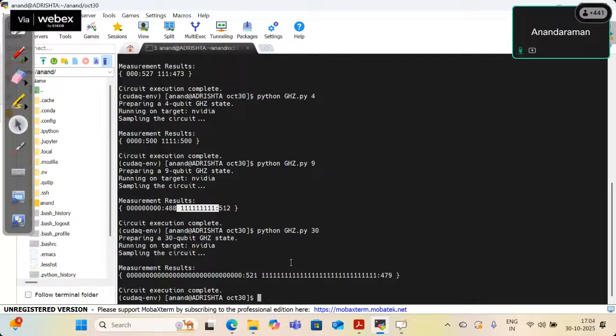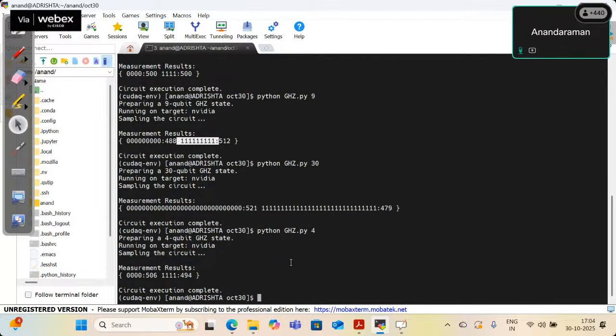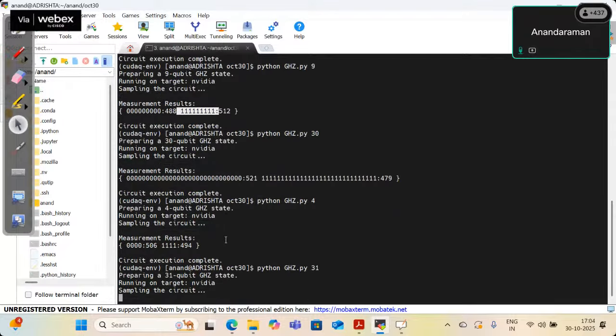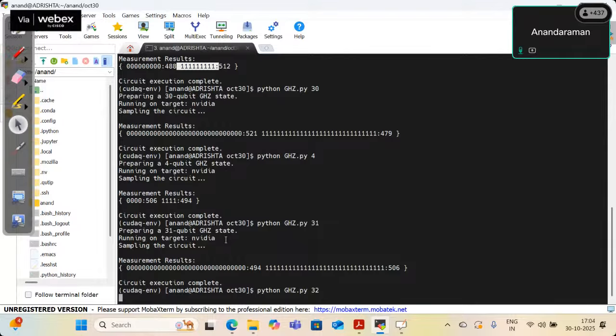2 power 30 is a very big number. For example, 2 power 4 is 16, so I should get 16 possible states, but instead I am getting only 2 states, all 0 or all 1. I am not getting anything in between. I'm not getting 0001, 0100, or 1100, because this is a fully entangled state. With multi-qubit entanglement, I am putting 31, and we are getting only the 2 fully entangled states.